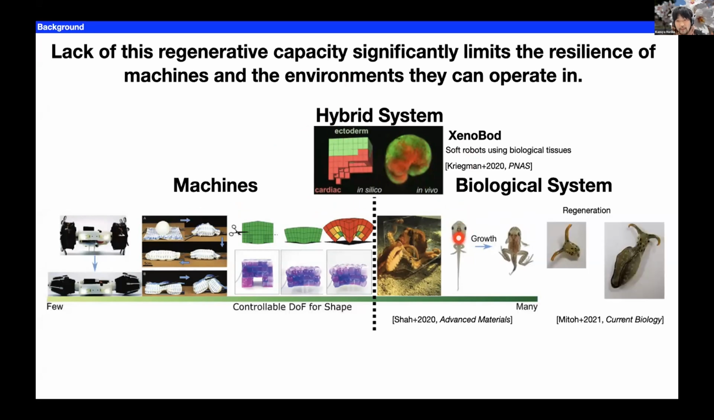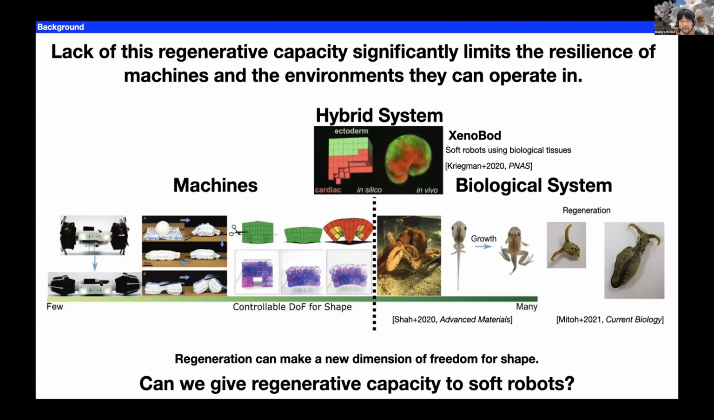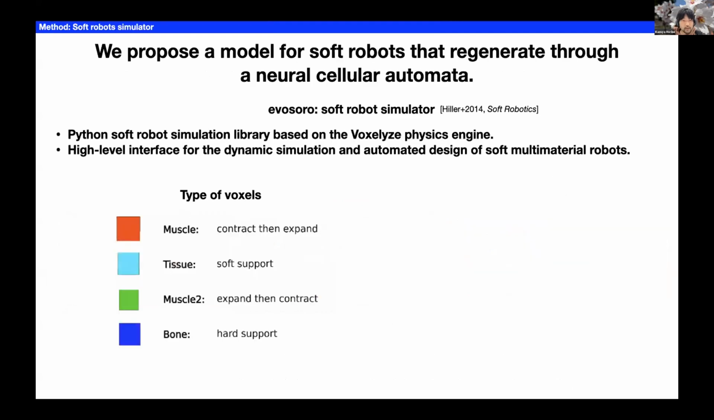And in this research, we focus on regeneration, because regeneration can make a new dimension of freedom for shape. So our research question is, can we give regenerative capacity to soft robots? To answer this question, we propose a model for soft robots that regenerate through neural cellular automata. To implement the soft robot, we use Evosoro, which is a soft robot simulator coded in Python.